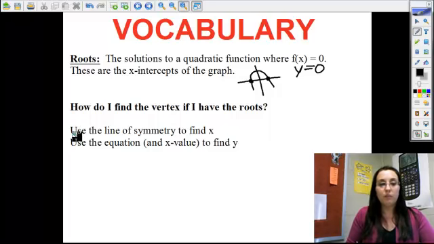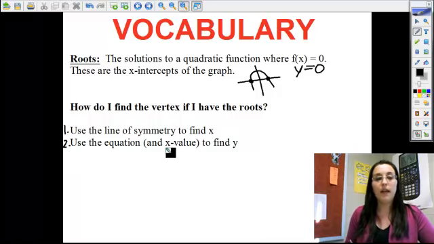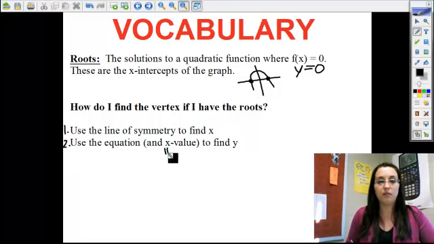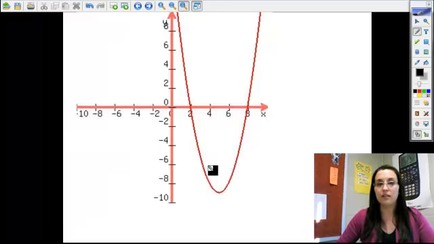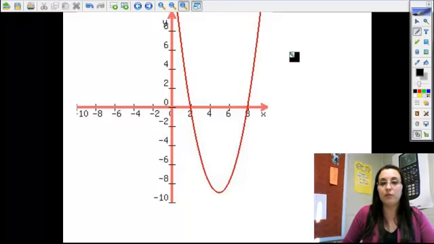But step 1 is going to be to use the line of symmetry to find x. Okay? And then step 2 is going to be to use your equation and the x value, and that would have been from step 1, to find the y. So let's look at a specific example. Here's a parabola. We want to look for the roots and the vertex. These are going to help us write equations for parabolas.